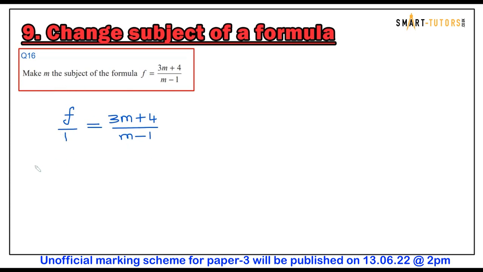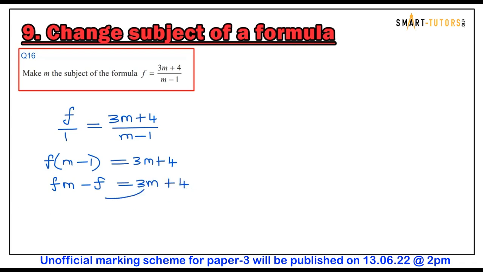The only way to do it is you need to factorize and bring it to one side. So to do that, you need to cross multiply. So f times m minus 1, 1 times 3m plus 4, is like this. So f times m is fm minus f equals 3m plus 4. So I'm going to ask the 3m to come this side. So fm minus 3m equals f plus 4.